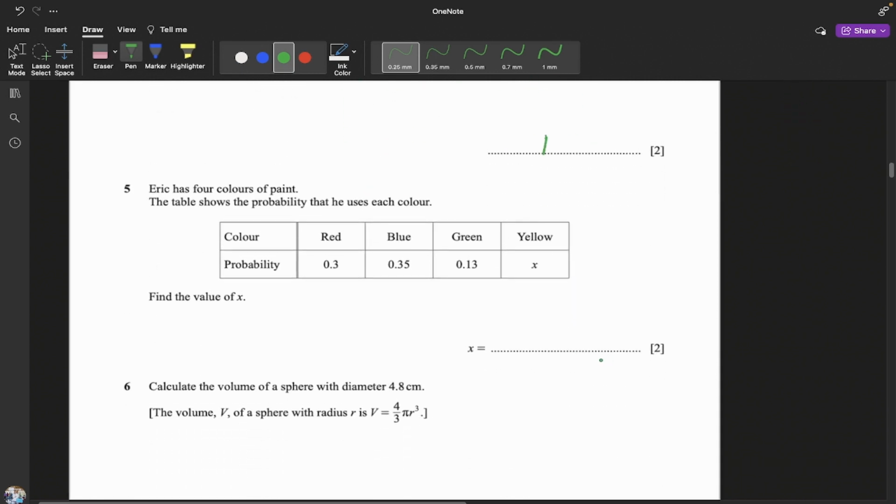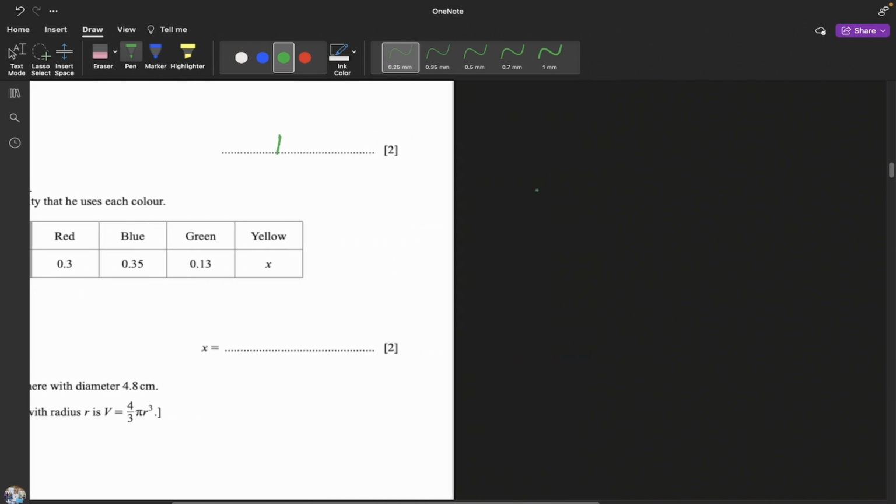Answer is 1. Eric has 4 colors of paint. The table shows the probability that he uses each color. The addition of all the probabilities in an outcome will give you 1.